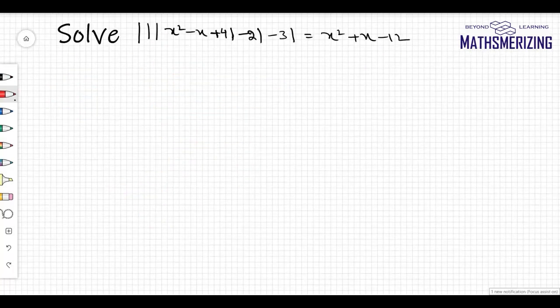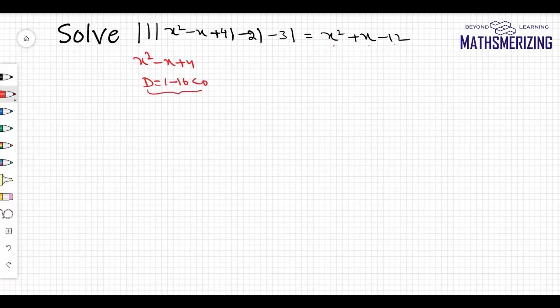The next question is mod of mod of x square minus x plus 4 minus 2 minus 3 is equal to x square plus x minus 12. Now when I look at this x square minus x plus 4, what I know is the value of D for this is less than 0. So when D is less than 0 and a is greater than 0, it is always positive. So when f(x) is positive, mod f(x) is simply f(x). So I can write this as mod of x square minus x plus 4 minus 2 minus 3 equals x square plus x minus 12.